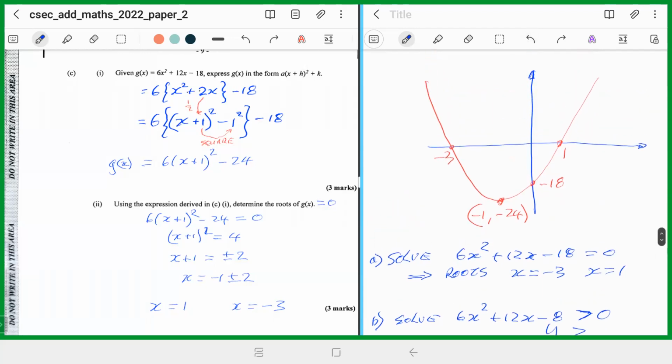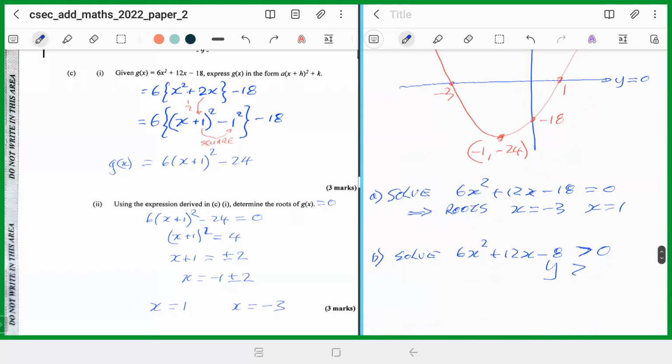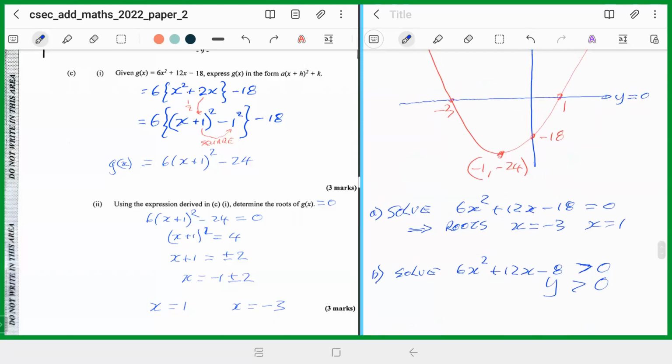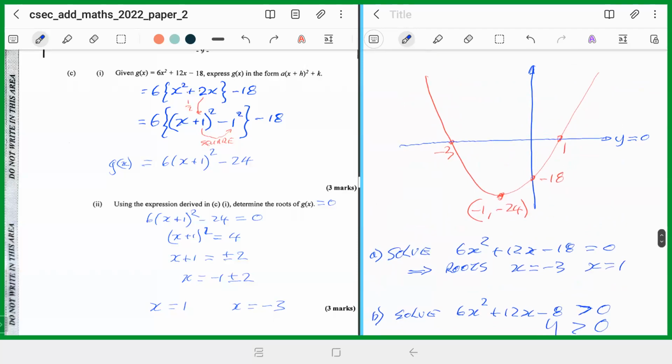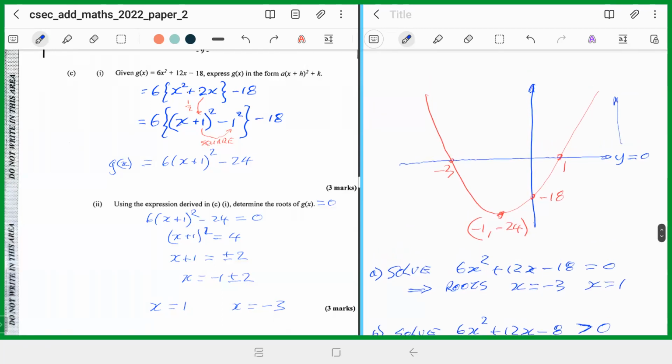So remember now, see it here? On the x-axis, let me erase this and draw it over. On the x-axis itself, y values are equal to 0. Where on the graph are y values greater than 0? Above the x-axis. Any part of the graph that is up here, my y values are greater than 0.